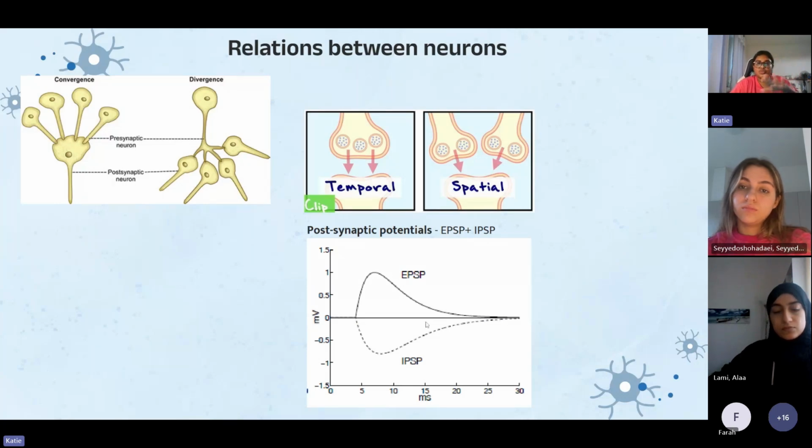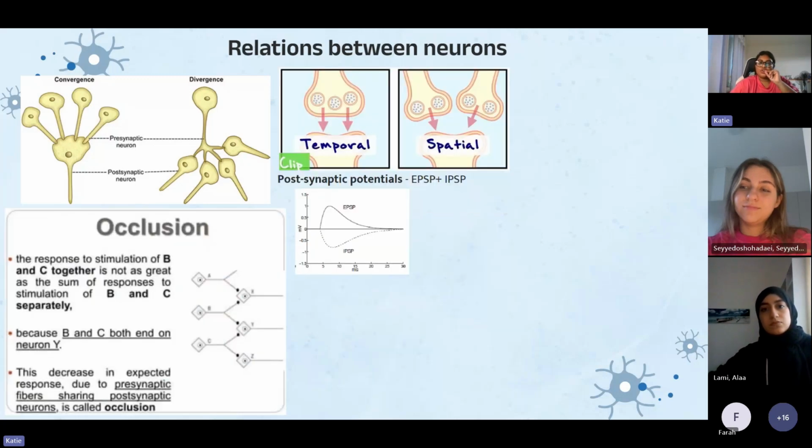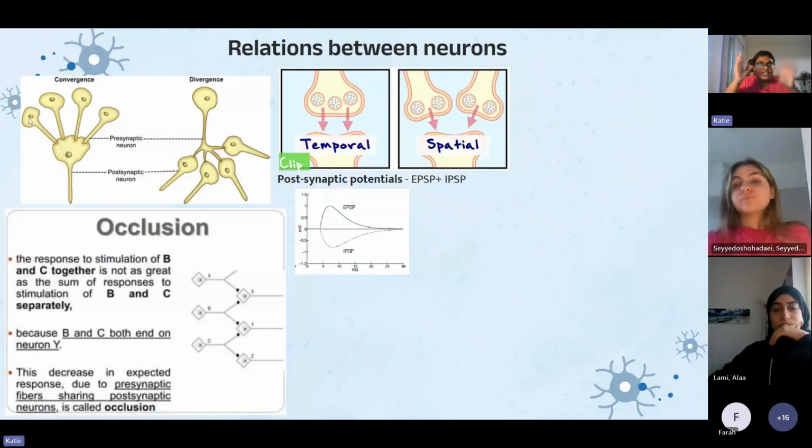I know this sounds like a lot of words, but it'll make sense once you go through it on your own. Then we talk about occlusion. Occlusion is a theory in which, for example, I was telling you about divergence and convergence, right? In the case of convergence, let's give a number. You'll have two neurotransmitters sent from the first, two from the second, two from the third, and two from the fourth.